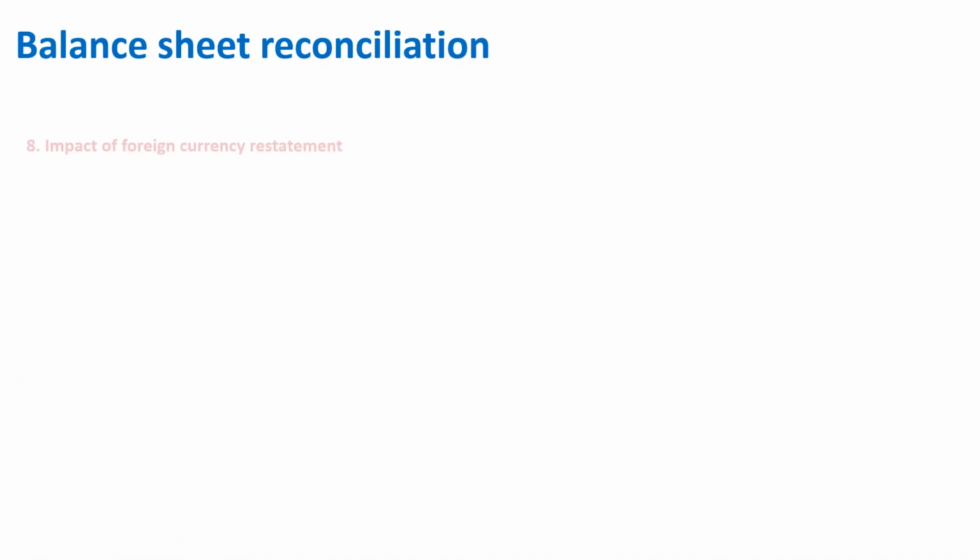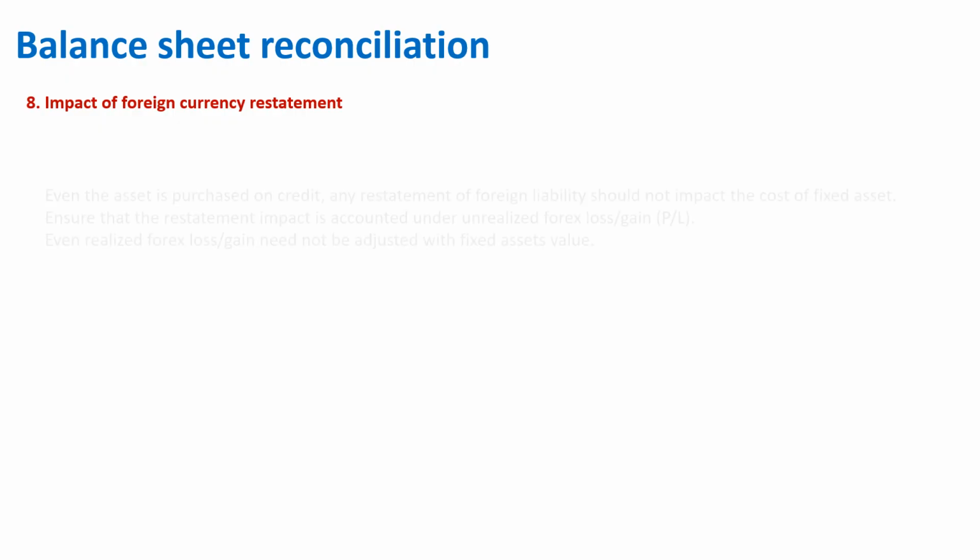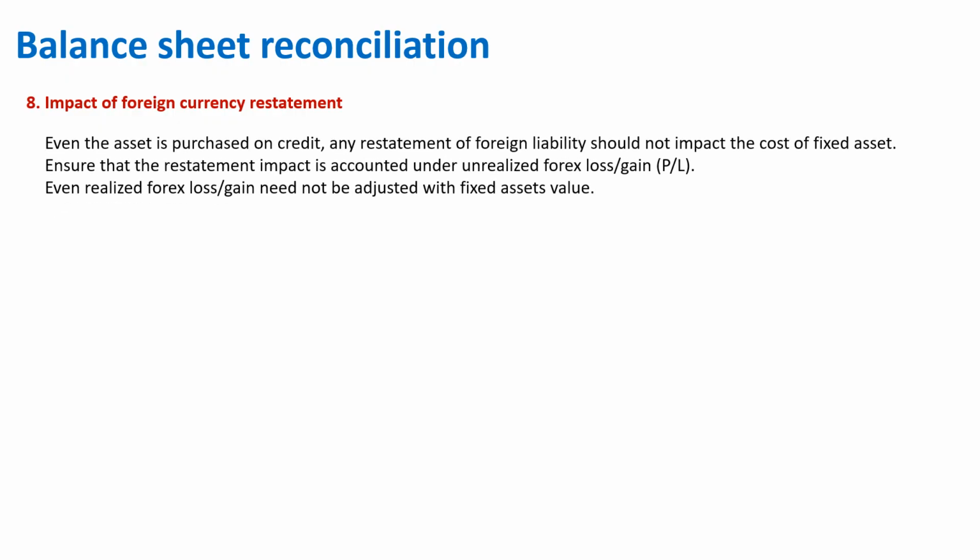Coming to the next point, impact of foreign currency restatement. Even though an asset is purchased on credit, any restatement of foreign liability should not impact the cost of the fixed asset. Sometimes people get confused, and when they restate, the difference between the actual entry and the restated amount, they take it and park it under fixed asset. That is wrong, because in the cost definition, any forex impact is never accounted as part of the cost. Hence, ensure that this is not loaded to the fixed asset cost.